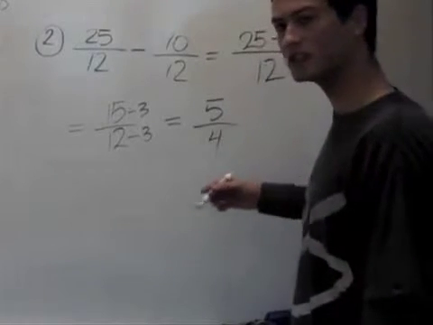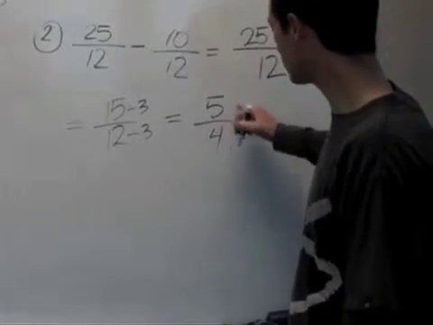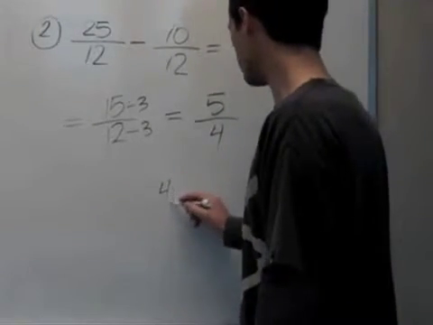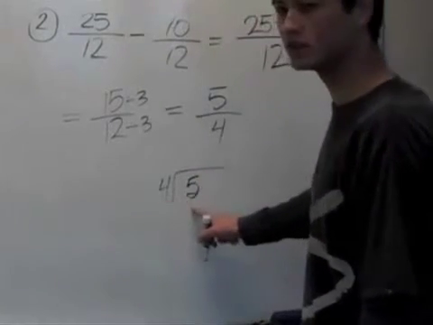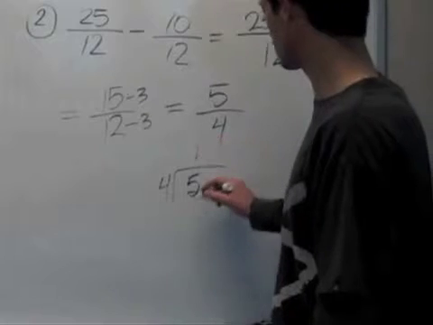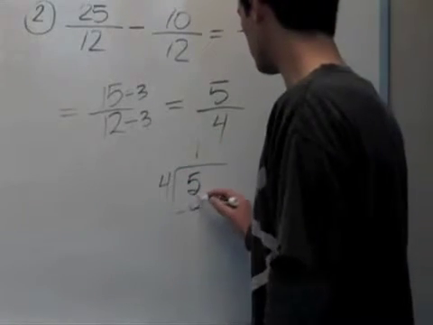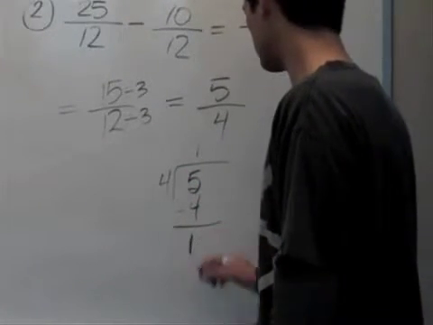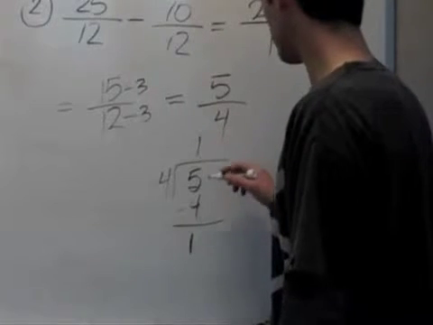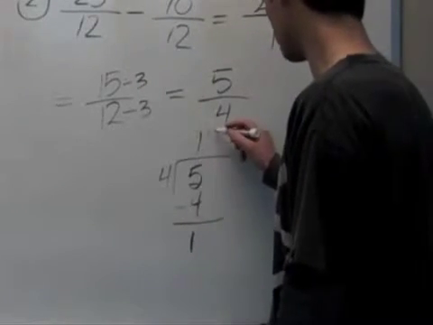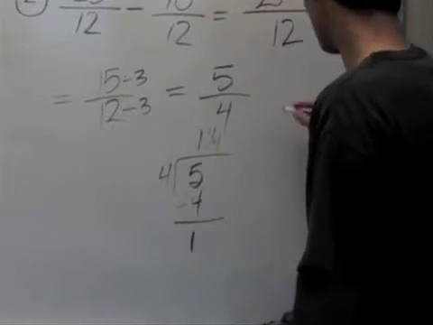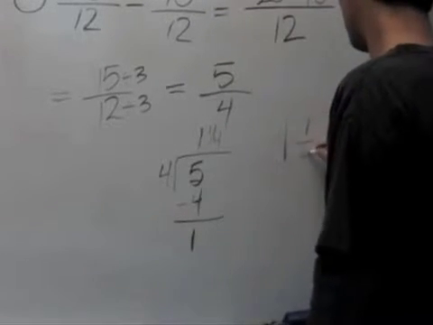So depending on what your teacher likes, you could maybe leave it in this form, or we can write it as a mixed fraction. 4 goes into 5 one time, so 1 times 4 is 4, and our remainder is 1. So our answer is 1, and this 1 becomes our new numerator, 1 and 1/4. So 1 and 1/4 is our answer.